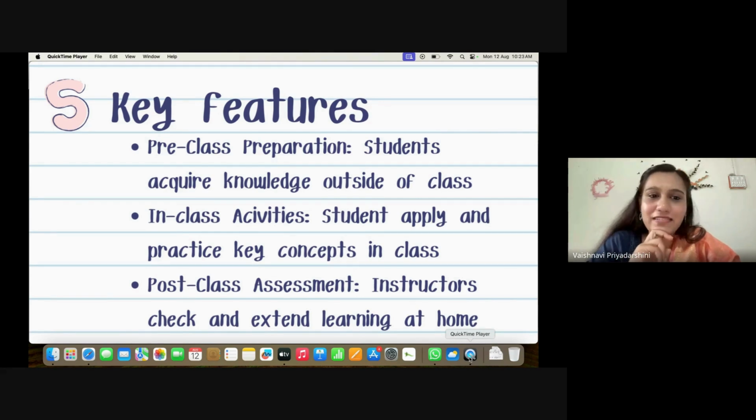A very simple example: we have prior knowledge of something. When we have good prior knowledge of some topic, we are able to understand and answer well in the classroom when a teacher asks a question, right?